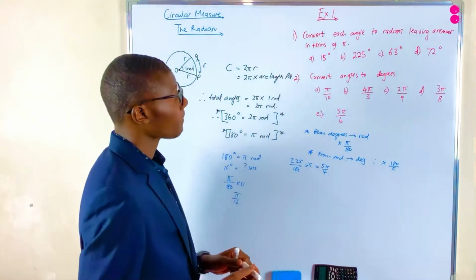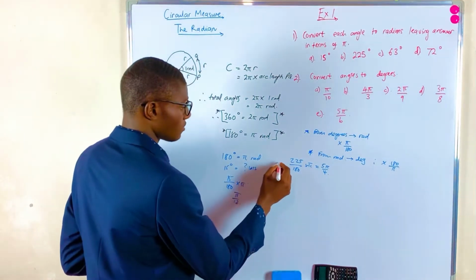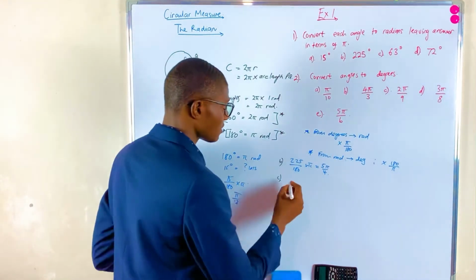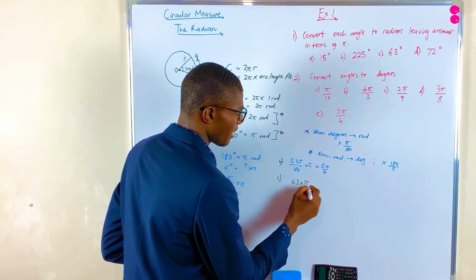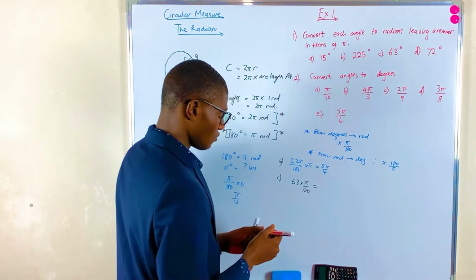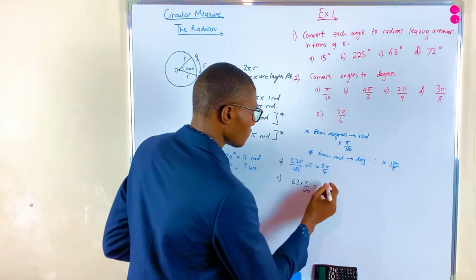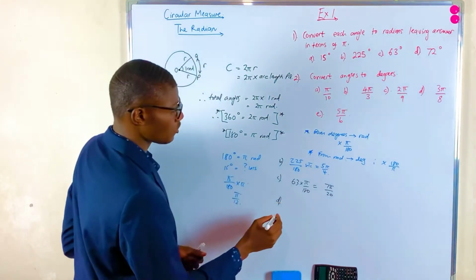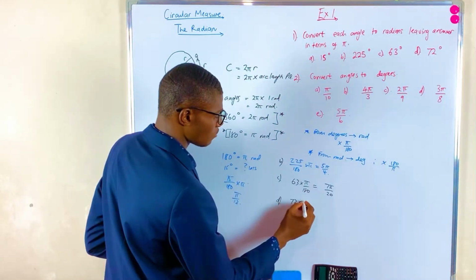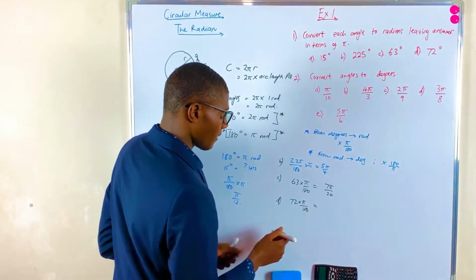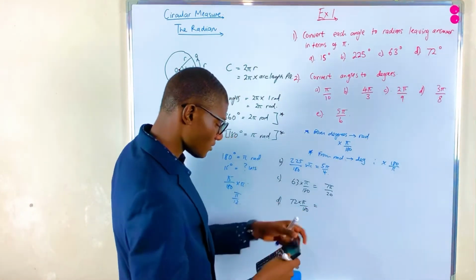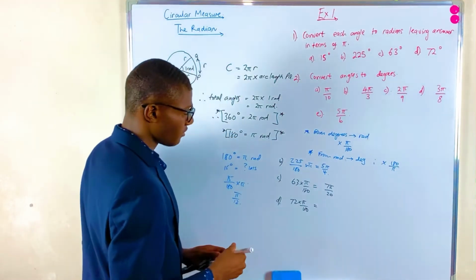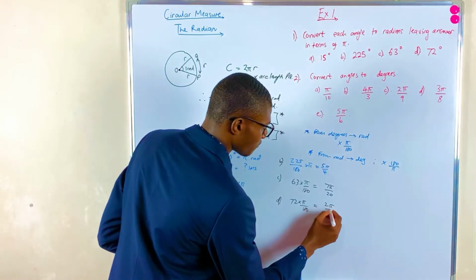So part C, we need to convert 63 degrees to radians. So I'm saying 63 multiplied by pi over 180, which, dividing by 9, gives 7 pi over 20 radians. And then part D, we're saying 72 degrees to radians. That's 72 times pi over 180. 72 divided by 180 is 2 over 5. So we get 2 pi over 5 radians.